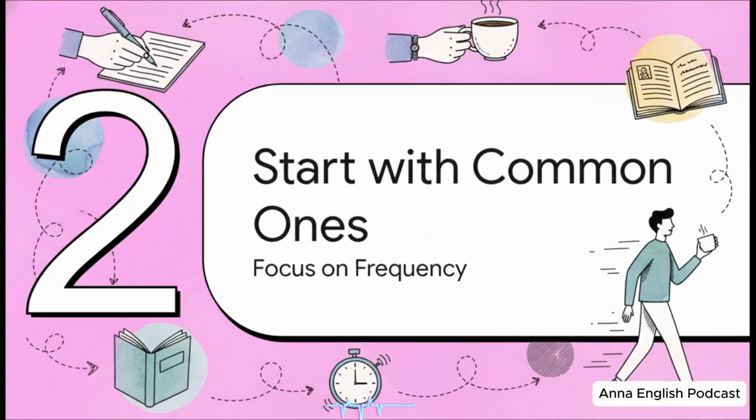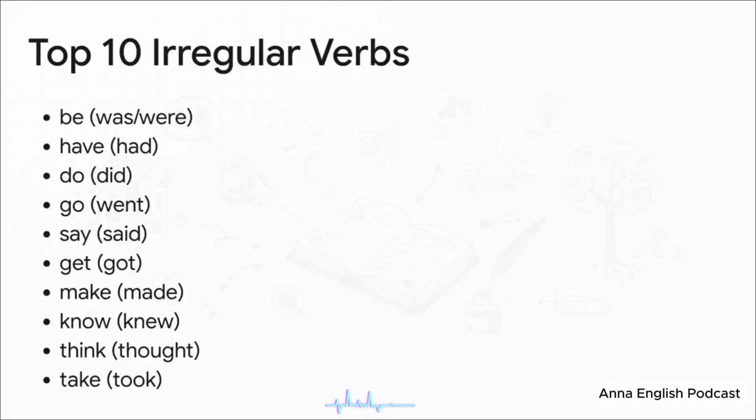All right, so how in the world do we actually learn them? Well, the secret is not to try and memorize a giant list all at once. The absolute best way is to start with the verbs you're going to use every single day. Just take a look at this list. These are 10 of the most common irregular verbs in English. And here's the good news. You probably know most of these already. You're already using them. Getting this core group down solid is going to make a huge difference in your daily conversations.